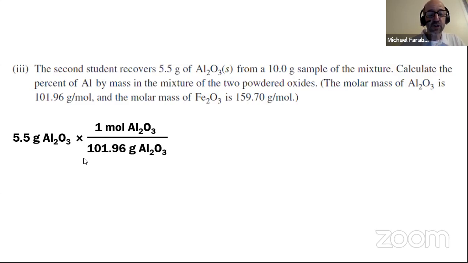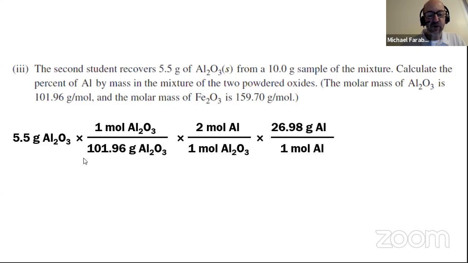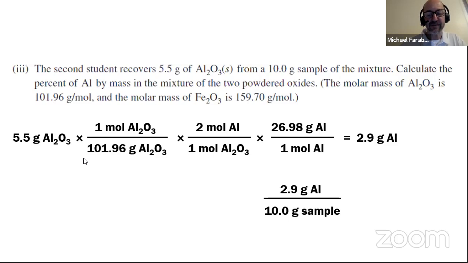Now, of course, there are 2 aluminums in the formula. So there are 2 moles of aluminum for every 1 mole of Al2O3. Then we have to go back to grams using the periodic table and the molar mass of aluminum. If we do this math, 5.5 divided by 101.96 times 2 times 26.98, we get our grams of aluminum. I'm going to round this off to 2 sig figs, and I get 2.9 grams of aluminum, and that was present in a 10-gram sample. So when I do times 100, I get 2.9 divided by 10 times 100. That's about 29% aluminum by mass.